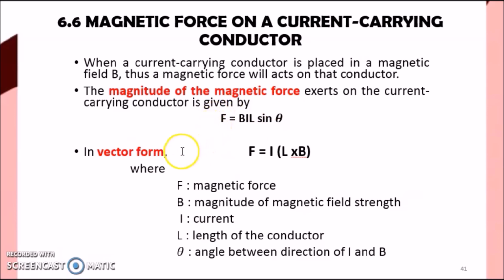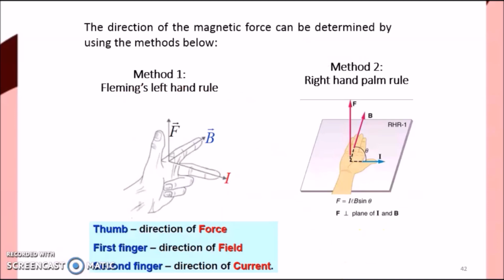Okay, so F is the magnetic force, I is the current, L is the length of the conductor, B is the magnitude of the magnetic field strength, and the angle right here, if you use the angle, it is the angle between I and B, or the same as between L and B. So for this concept, we use the left hand rule, F, B, I, or we use the right hand palm rule. Okay, usually I use this one.